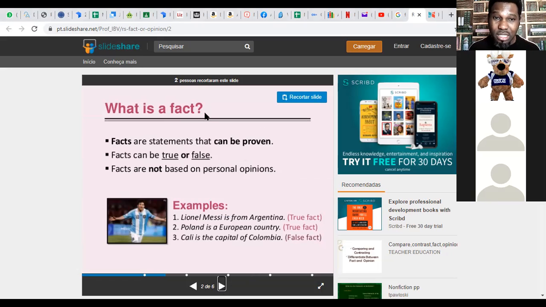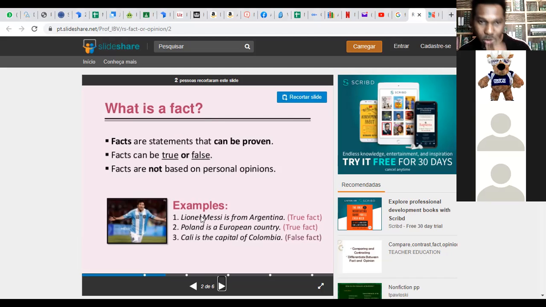Facts are statements that can be proven. Facts can be true or false. And facts are not based on personal opinion. So if I say that all Mexican men like women, I don't have a proof for it. So that is not a fact. It is just my opinion about Mexican men, because I saw a few of them that like women, and then I concluded. So that is not a fact. A fact is a statement that can be proven.